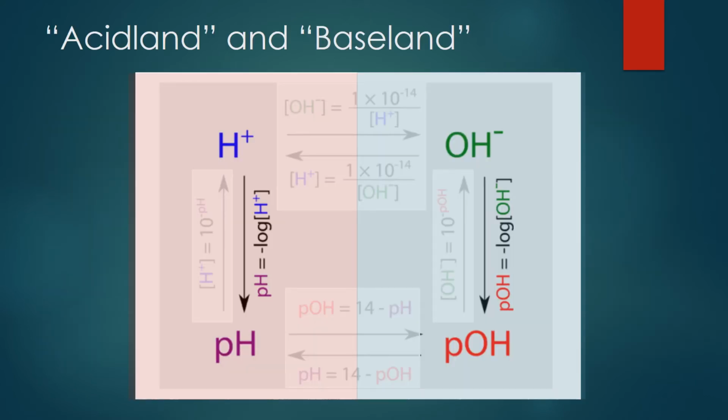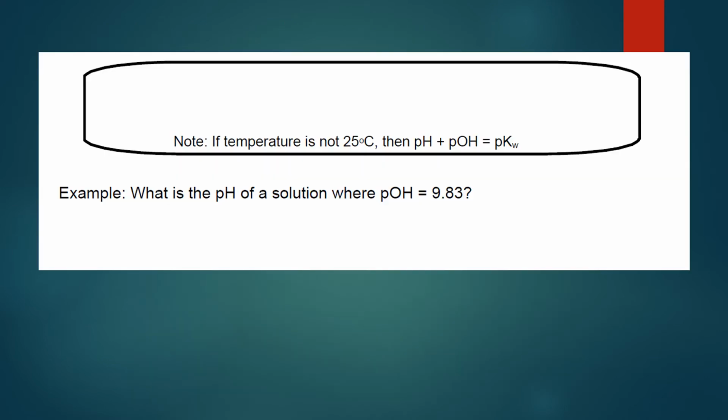Okay, so this is back to acid land and base land and looking at where these calculations fit in. You can see with these, we're staying in one of our lands, and we're just transitioning between the concentration of hydronium and pH, or between the concentration of hydroxide and pOH, staying on that same side of the land.